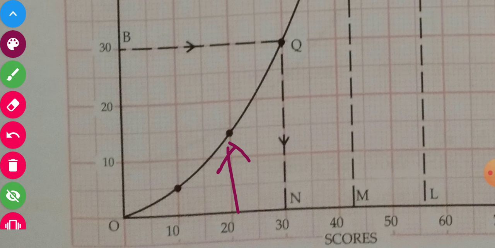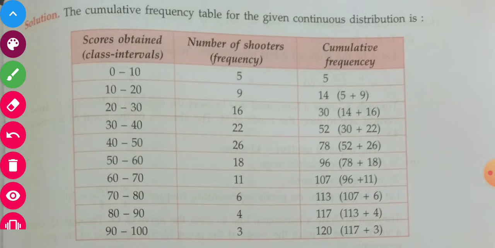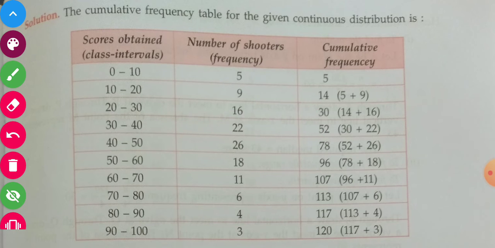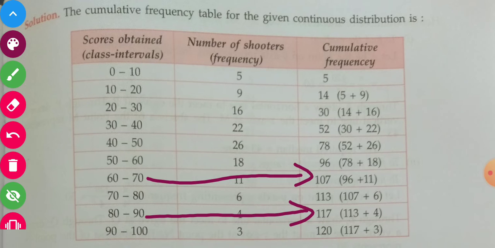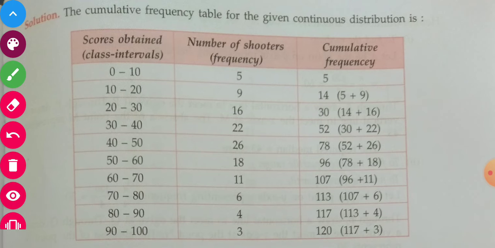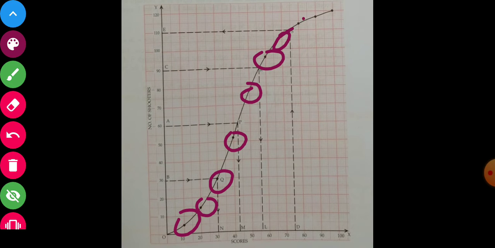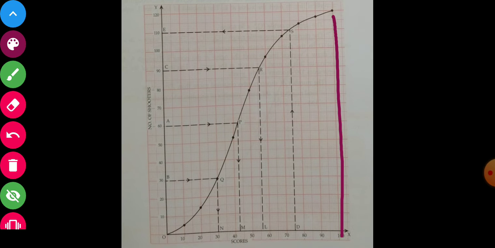Similarly, for the next upper limit 30 you are going to mark it at 30. For 40 you are going to mark it at 52. For 70 you will mark 107. For 90 you will mark 117. For 100 it is 120. Like this we are going to plot these points. All these are cumulative frequencies. If you see, for 100 it is 120, correct?